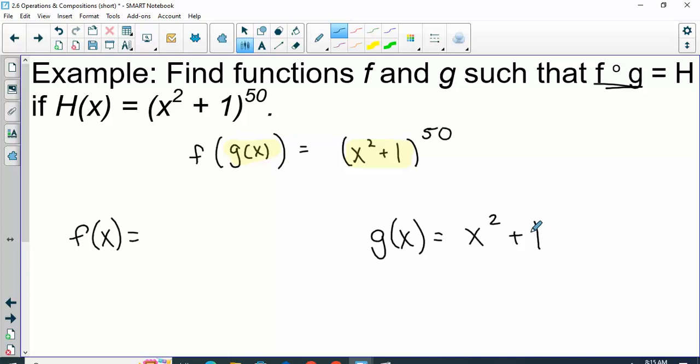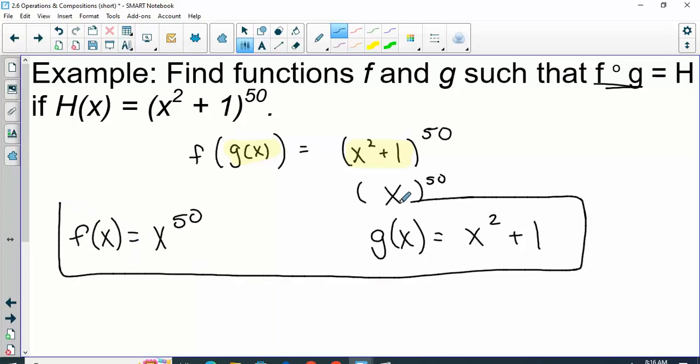Okay, think about what we do with functions. We take something and we plug it in for x, right? So to figure out what f is, I have to think, okay, if I took that out and I put an x back in its place, then my f was x to the 50th power. So that is one possible answer.